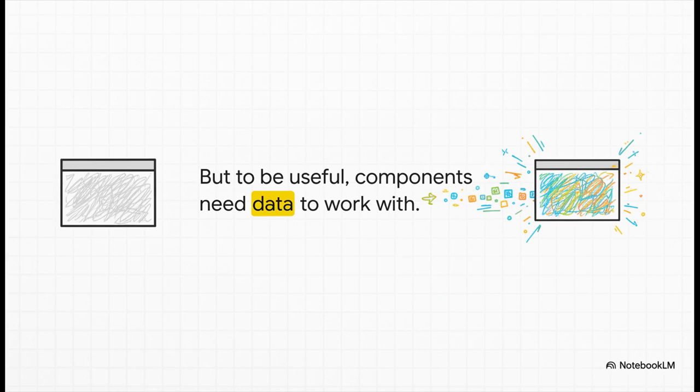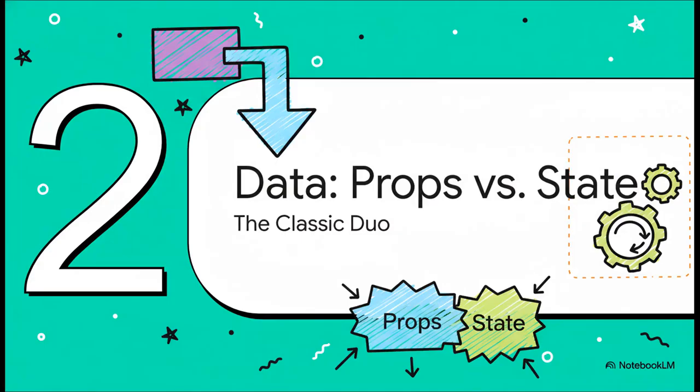Okay, but let's be real. A component that just sits there showing the same static text forever, that's not very useful, is it? To get those dynamic experiences we're all aiming for, our components need data. They need information that can actually change and react to what the user is doing. And that brings us to the main event, the heart of our topic today, the two fundamental ways that React components get and manage their data. You've heard their names 1,000 times, props and state.